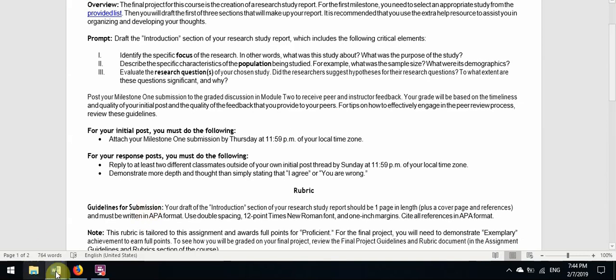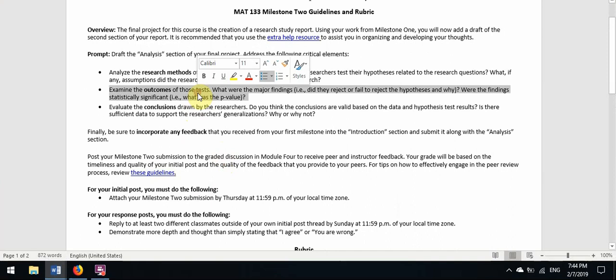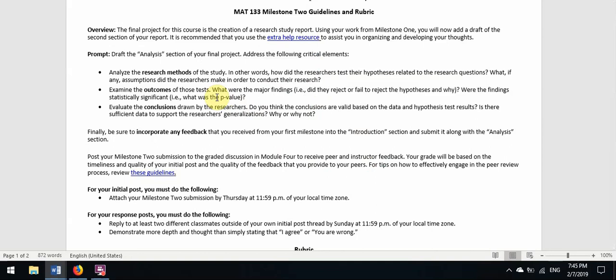I have a sample final project that I'm going to ask you to read, and that one in particular addresses this part. Examine the outcomes of those tests. This is part of milestone 2. What were the major findings, i.e., did they reject or fail to reject the hypothesis, and why? Were the findings statistically significant, i.e., what was the p-value? Here, you got me. I know that I've been saying if you understand your article, then you can do the milestone assignments. This part, I'm not so sure. I don't think that just what you read in the text is enough to be able to answer this question. So please read the sample final project that I have for you, where I go into this a bit more.